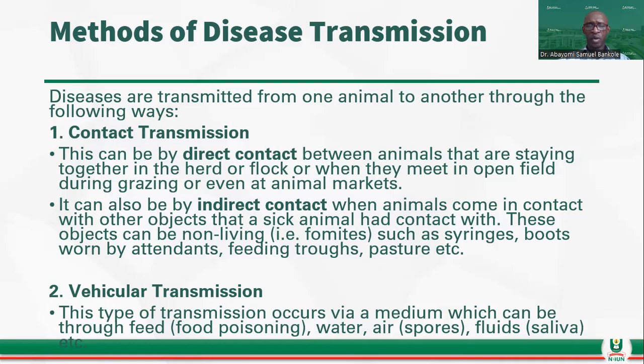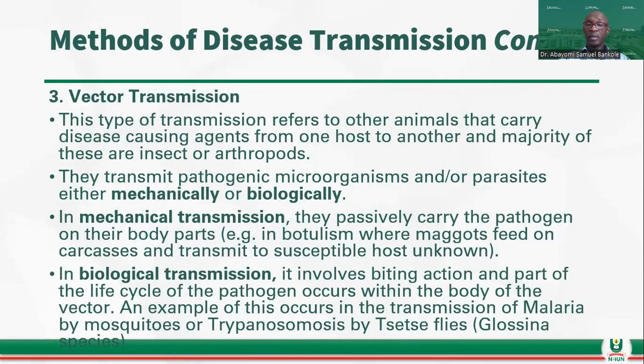Now, this type of transmission occurs through a medium that can be through feed or water or air or fluid. Now, the third method of disease transmission is vector transmission. This type of transmission refers to other animals that carry disease-causing agents from one host to another. And the majority of these are insects or arthropods. Now, they transmit pathogenic microorganisms and or parasites either mechanically or biologically.